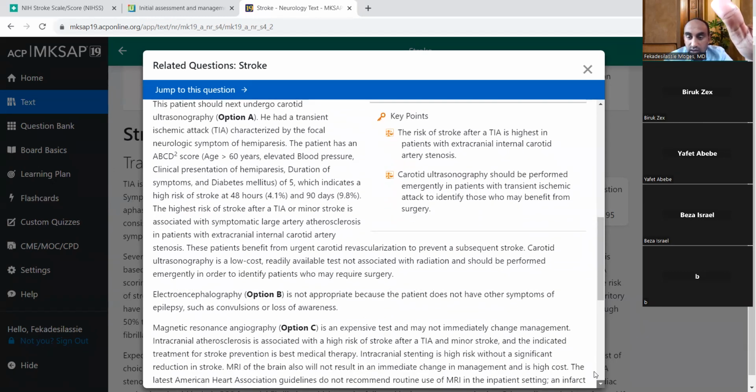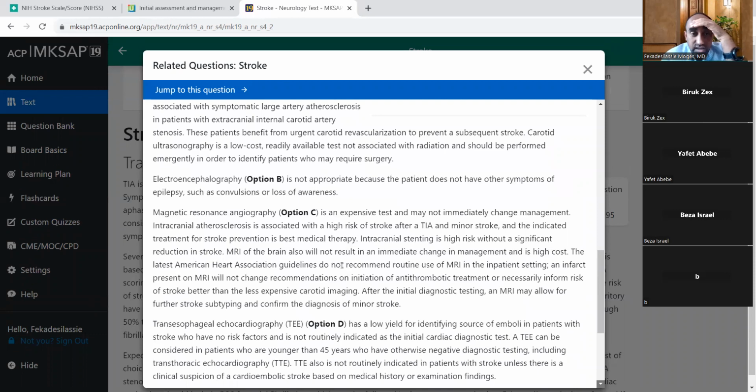Why is C not the answer? Let's see why. Magnetic resonance angiography is an extensive test and may not immediately change management. Intracranial atherosclerosis is associated with high risk of stroke after TIA and minor stroke, and the indicated treatment for stroke prevention is best medical therapy. Intracranial stenting is high risk without significant reduction in stroke. MRI of the brain also will not result in an immediate change in management and is high cost, more complicated. Management as such does not change. Understood? And you can get the information with ultrasonography.